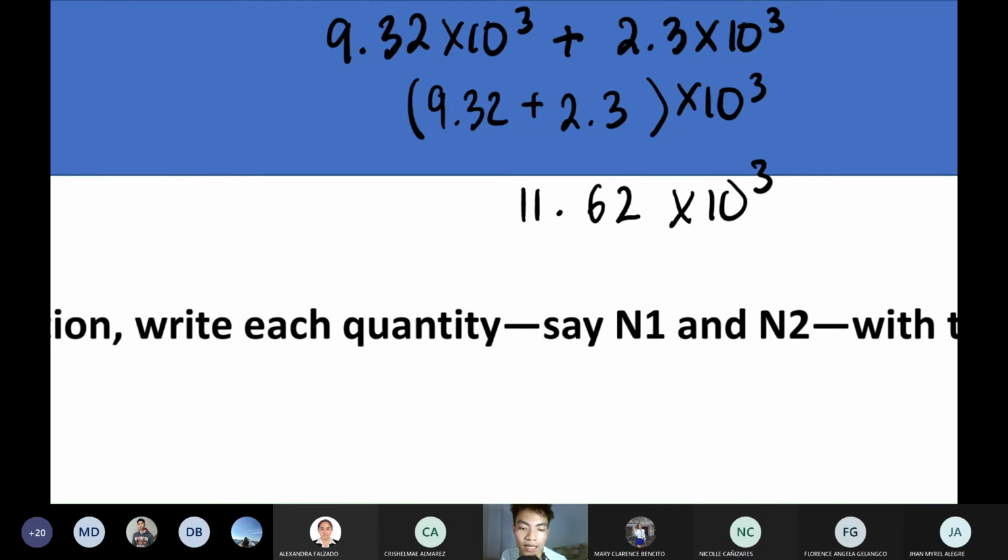Okay, so yan. 11.62 times 10 raised to 3. Question, is that the final answer? Ang sagot ay no. Hindi yan yung final answer. Why? Anyone? Bakit kaya hindi yan yung final answer? You can use your mic, ha? Pwedeng interactive tayo para may kausap ako. 11 po coefficient. Greater than 10. Ayun, very good, no? Lagpas kasi siya sa 10.